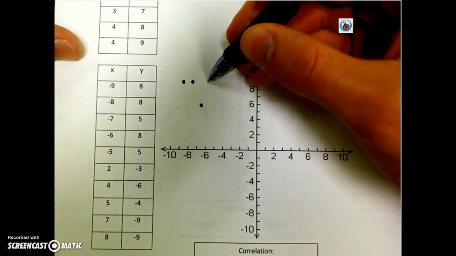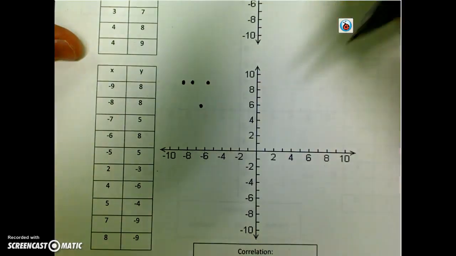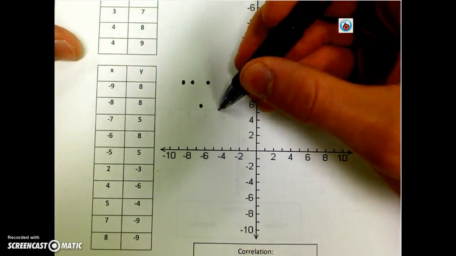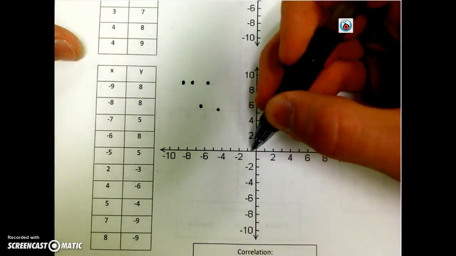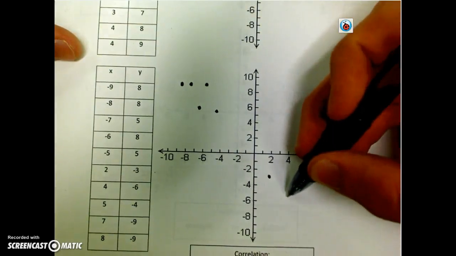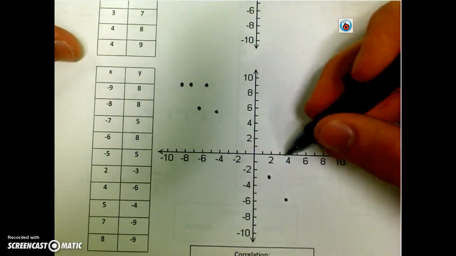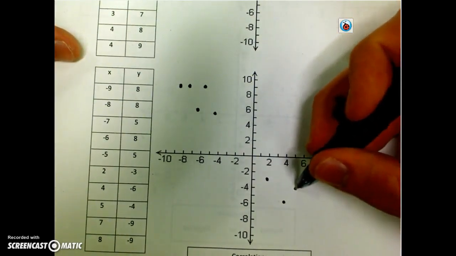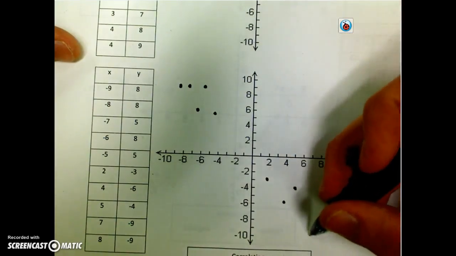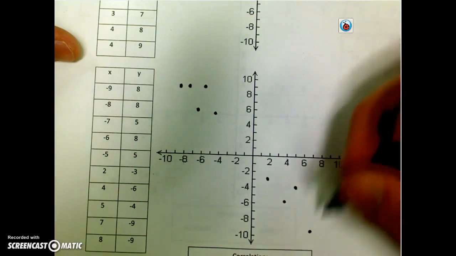And a -6 and an 8. All right, we have a -5, 5. Then we have a 2, -3. We have a 4 and a -6. A 5 and a -4. A 7 and a -9. And an 8 and a -9.